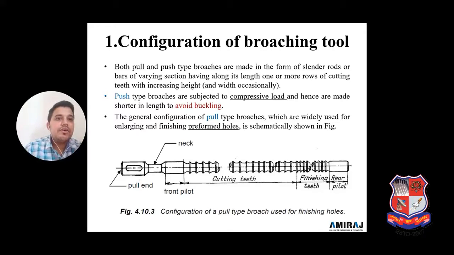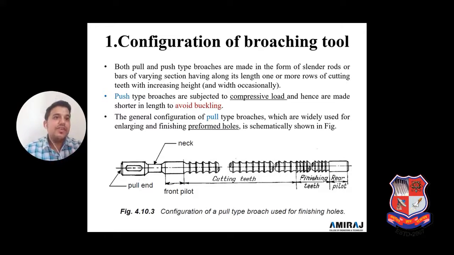Push type broaches are subjected to a compressive load, hence they are made shorter in length to avoid buckling. If it is longer in length, then we utilize supporting guides, supporting plates, or we can provide a jig. So this is for supporting purposes.